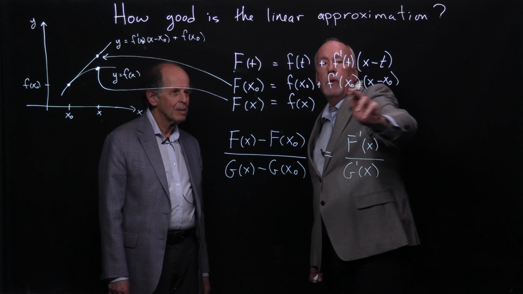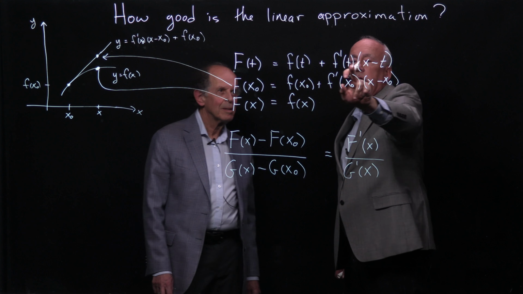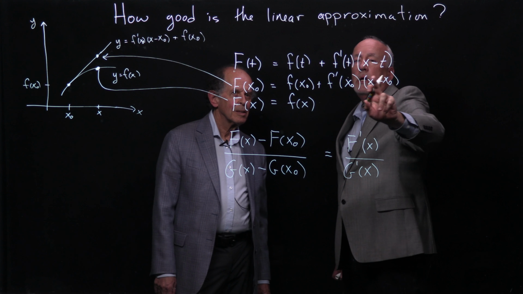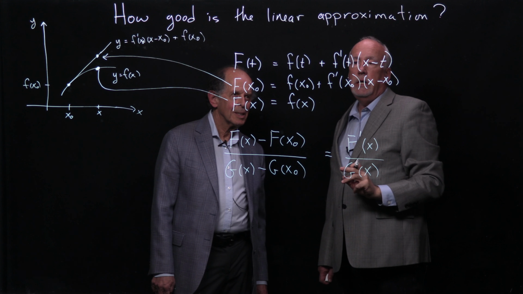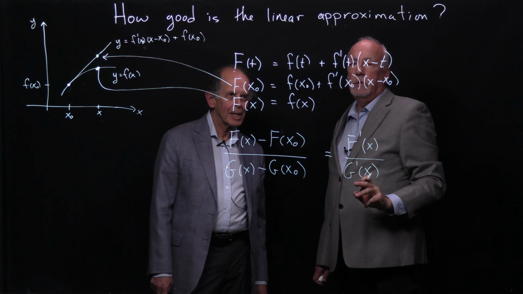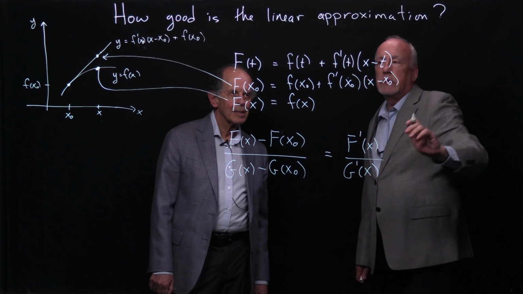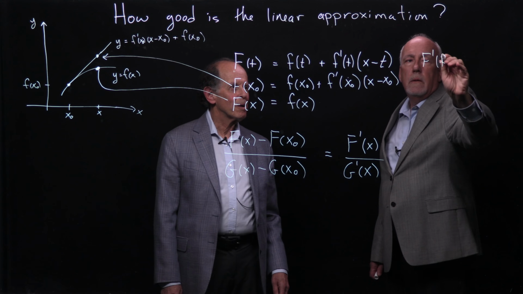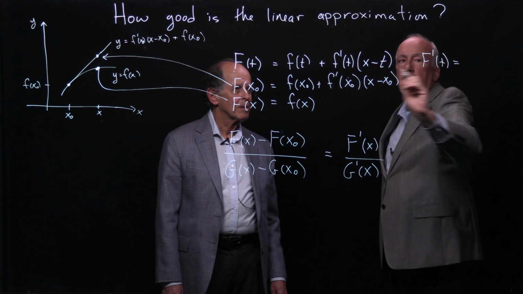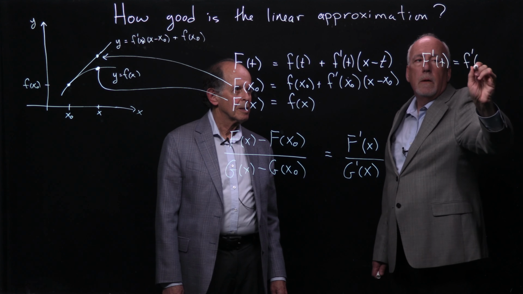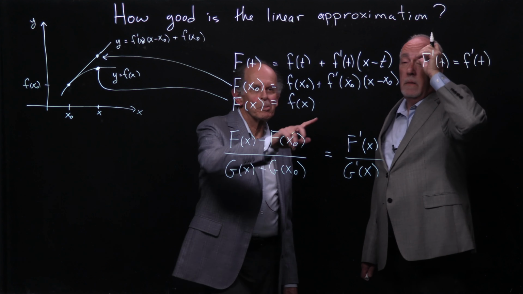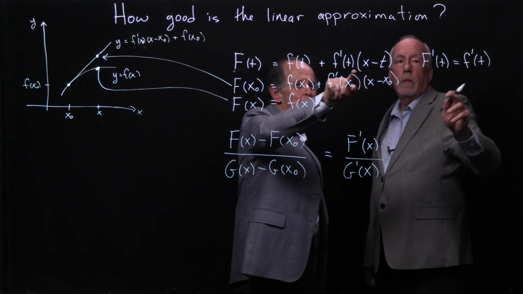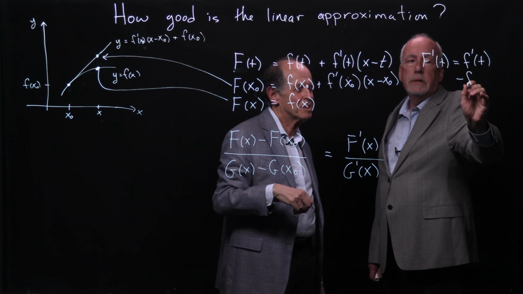I haven't told you what g is going to be yet, but we know what capital F is. Can you tell me what F prime is here? Remember, we have a variable t, so we only differentiate with respect to t, and not with respect to x. So F prime of t is equal to little f prime of t, and differentiating the subtracted term with respect to t, we get minus f prime of t.